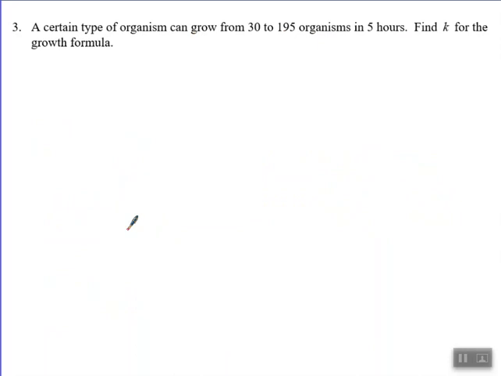Next, we have a certain type of organism can grow from 30 to 195 organisms in 5 hours. Find k for the growth formula. So first of all, it tells us that we are using the growth formula. We're also talking about some kind of organism, bacteria, something. So all of those things tell us that we are going to be using this formula.